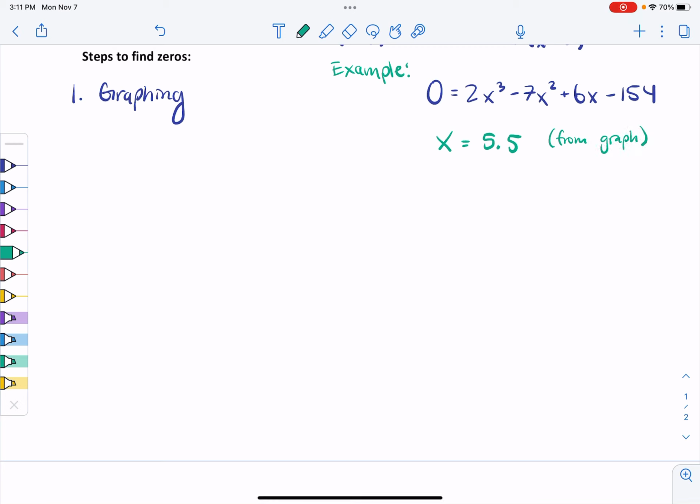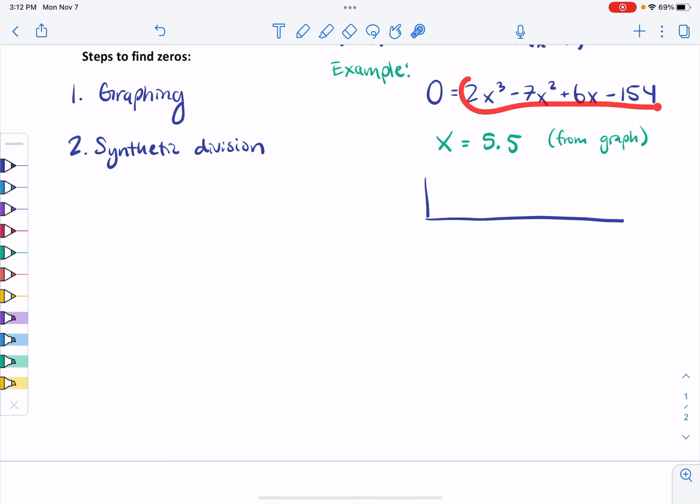Now, what we're going to need to do from there is do synthetic division. All right. So synthetic division. We're going to put these coefficients in: 2, -7, 6, -154. And then 5.5 is going to be out here. All right. So we bring down the 2.